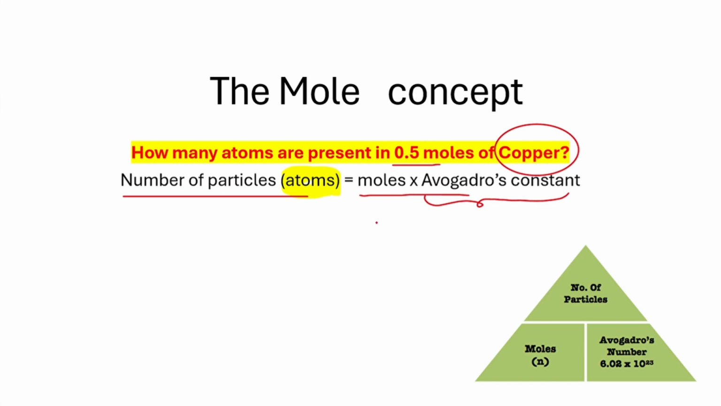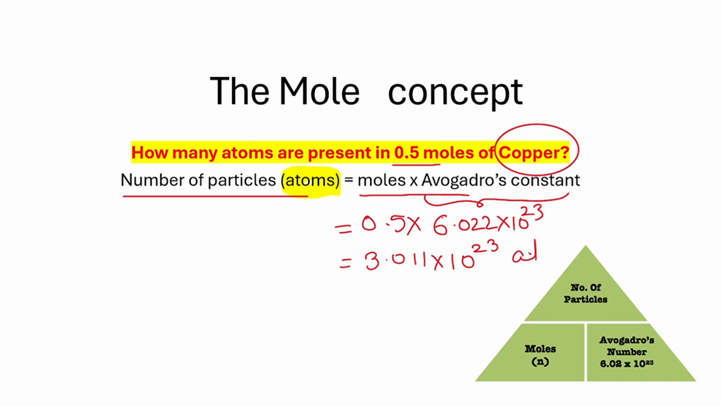Which means we'll take the number of moles, 0.5, and multiply it by the Avogadro's constant, which is 6.022 times 10 to the power of 23. And now if we multiply these two numbers, we'll get 3.011 times 10 to the power of 23. And these particles, just because it's copper, are that many atoms present.